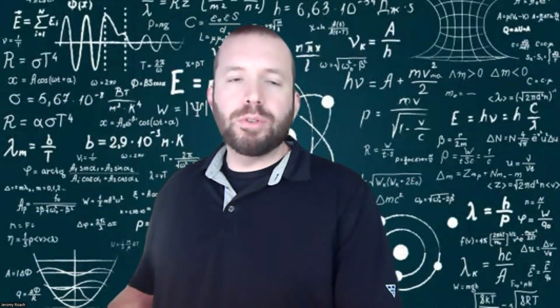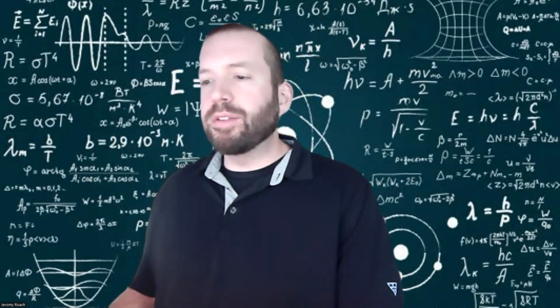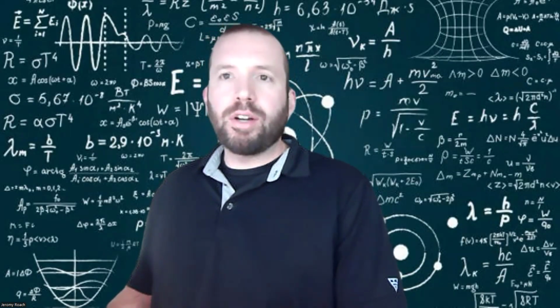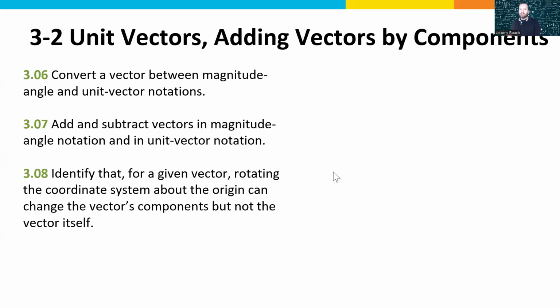On to part two, unit vectors and adding vectors by components. So we talked about vector notation already with the x and the y components of vectors, as well as the angle notation. But we're going to talk about how to write unit vectors next.